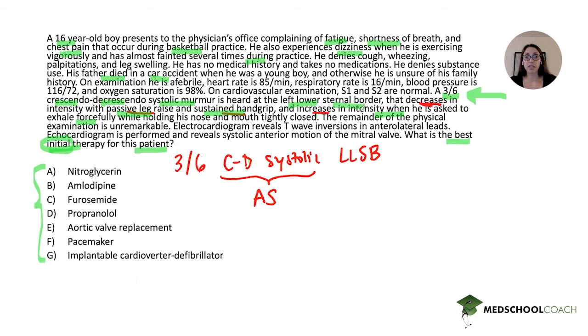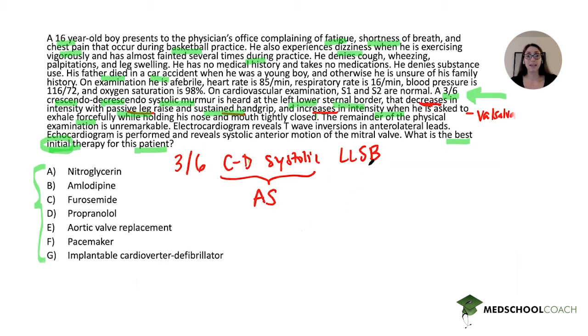And then it increases in intensity with what we described as being Valsalva. And so Valsalva is going to decrease your preload. So this is a murmur that increases in intensity when there is less blood in the chamber and decreases in intensity when there's more blood in the chamber. So that might be a light bulb going off for you right now. If it's not, it's definitely a pattern that you should be able to recognize moving forward.